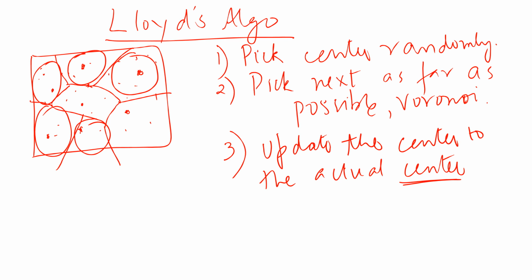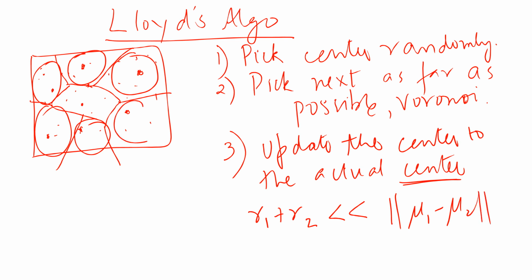Okay. So after we get the radius, we have these clusters that are well separated regions, because we explicitly attempted to make R1 plus R2 less than the distance between centers, mu1 minus mu2, right? So this is one way of doing that. And this is known as Lloyd's algorithm. This is all that there is to Lloyd's algorithm.